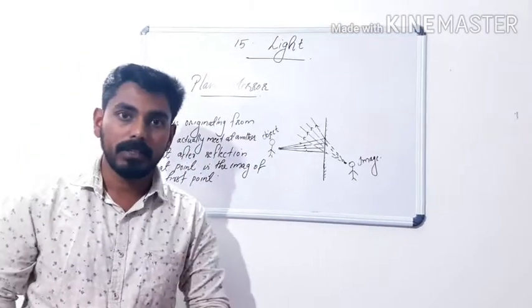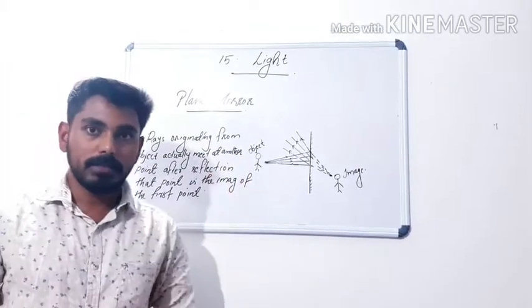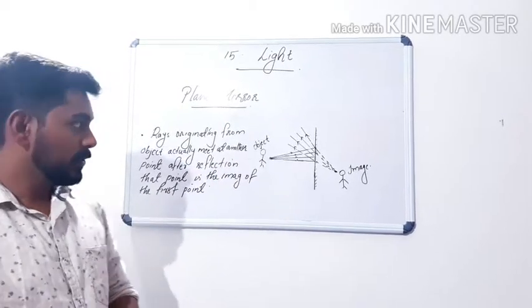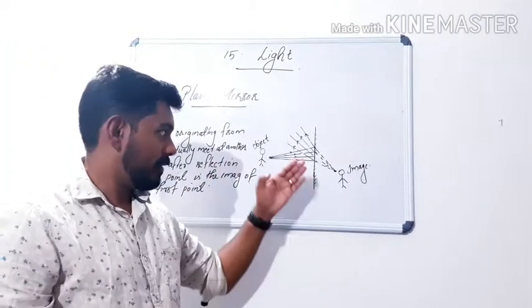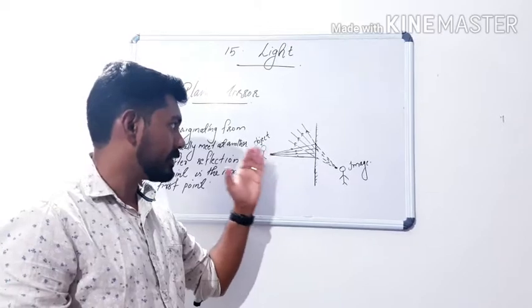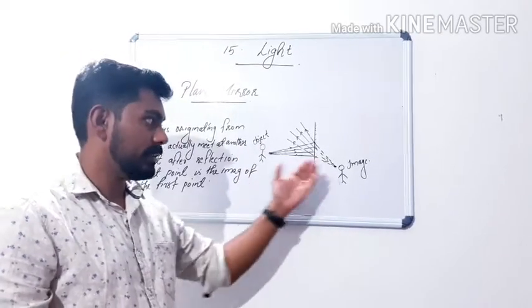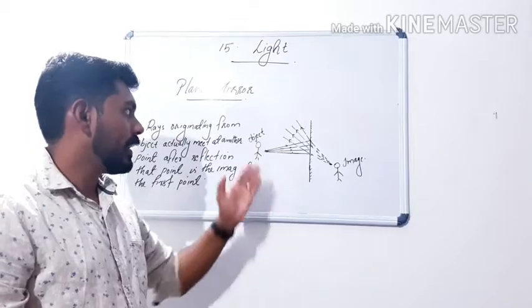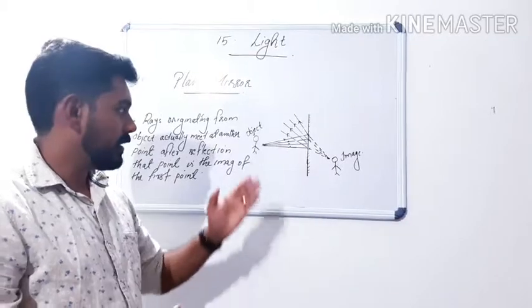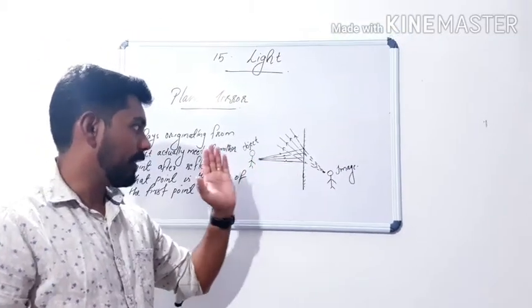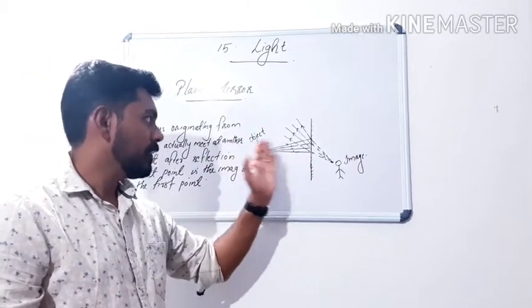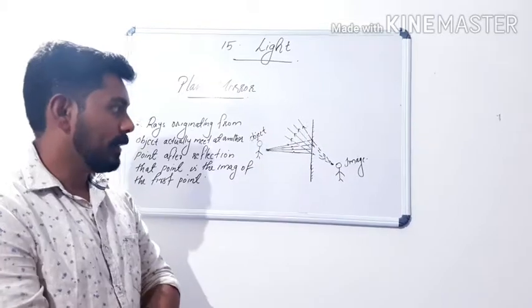a flat reflective surface. Commonly, the dressing table mirror is a plane mirror. So when an image is formed in the plane mirror, it is exactly the same as the object. The image formed in the mirror is exactly like the object. The size of the object remains the same, and the height of the object remains the same. So everything is the same in the image formed by a plane mirror.